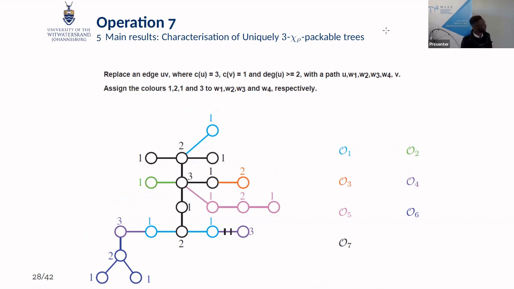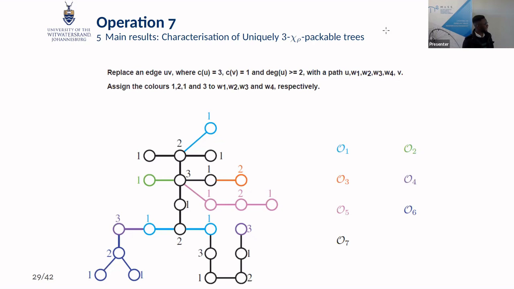So we said, look for an edge whereby one end is colored three and the other is colored one. You can see I highlighted it with the two lines. If you look for these two edges, we can delete this edge and then add a path 1, 2, 1, 3 into it.